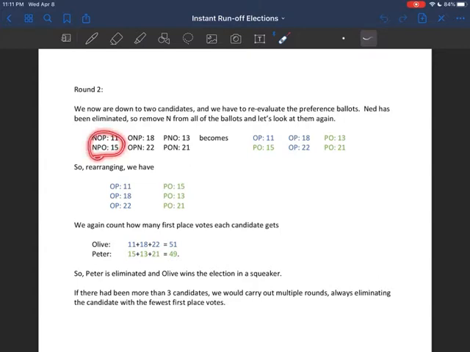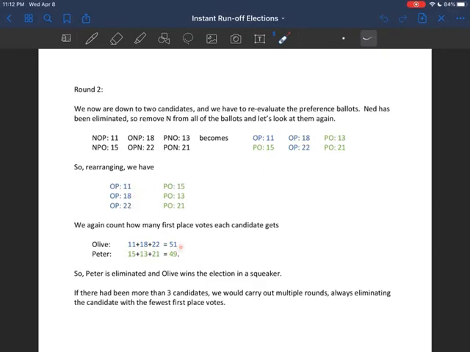In round 2, we have these 2 candidates, so we're just going to take every one of the ballots and remove Ned from the ballot and just see what we have as a result. So for these ballots in the first column, we just remove him from the front, and now the NOP becomes OP, and NPO becomes PO. We do that with all of the rest, just removing Ned from each of the ballots and then looking to see who gets first place now. And again, I've color-coded blue for Olive and green for Peter.